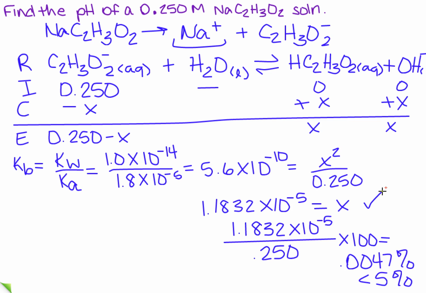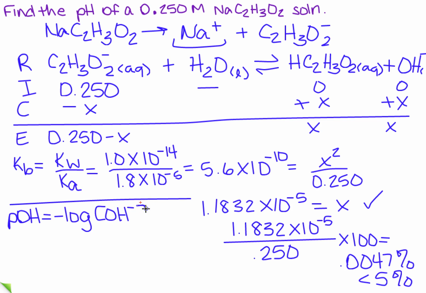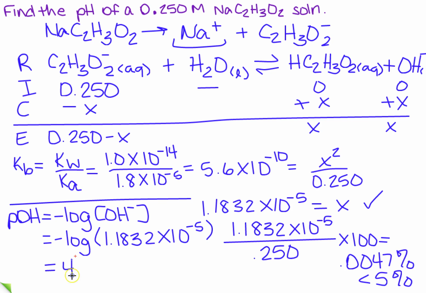That's great, but I haven't found what I want, right? I want to actually find the pH. Well, if this is the concentration of the hydroxide ion, then that would tell me that, what? That pOH equals the negative log of the OH ion concentration. And so when I plug that in, I'm going to have the negative log of 1.1832 times 10 to the minus 5. I'm going to put that in my handy dandy little calculator, and it's going to spit out 4.92.